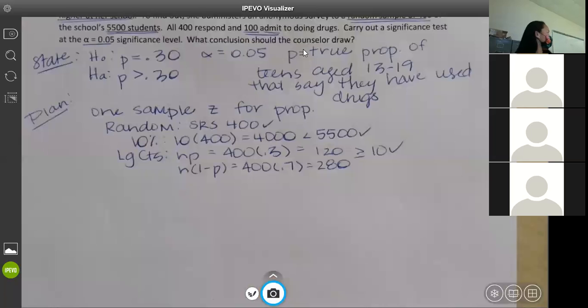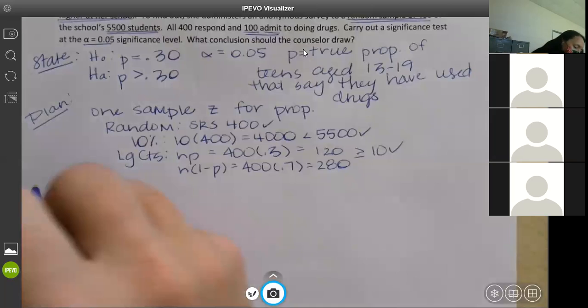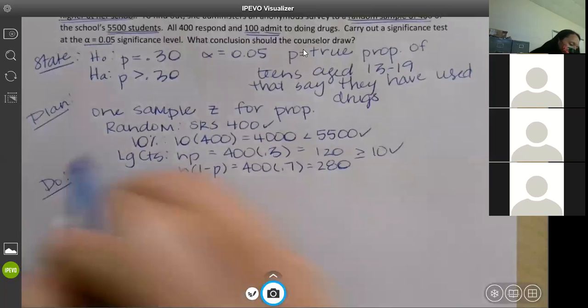Y'all, I'm telling you, this is what I'm looking for in your problems, okay? So make sure that you have all this information. I've listed it out for you. It can't get much clearer. So if you want to get all of your points, make sure that you do these things. Do we need to write down the NP and N1 minus P?